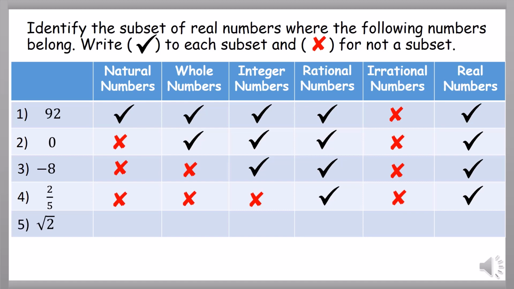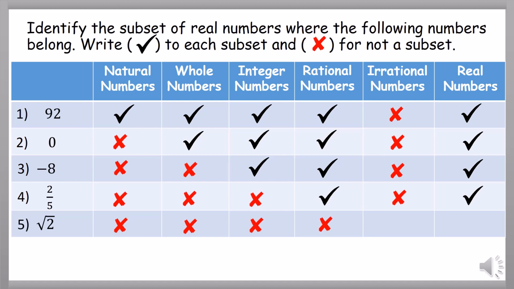Is square root of 2 a natural number? The answer is no. How about whole numbers? Does square root of 2 belong to the whole numbers? The answer is no. Next, is square root of 2 an integer? The answer is still no. Is square root of 2 a rational number? The answer is no, since it can't be expressed as a fraction or ratio.